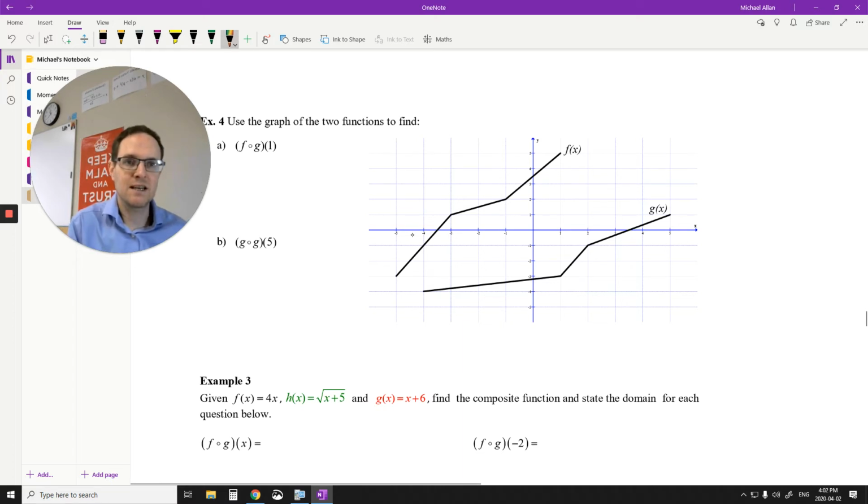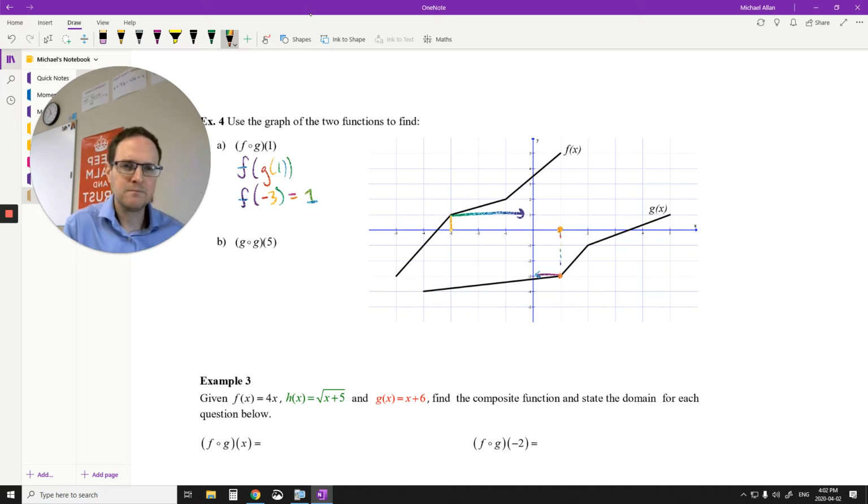Essentially the same idea as what we just did. So we're going to do f of g of 1. First of all, I'm going to find out what g of 1 is. I'm going to find my x value of 1, go down to g, and then read its y value. So the y value of g at 1 is negative 3. Now I'm going to take negative 3 as my new x value, go up, and then go over to 1. So my answer for this would be 1.